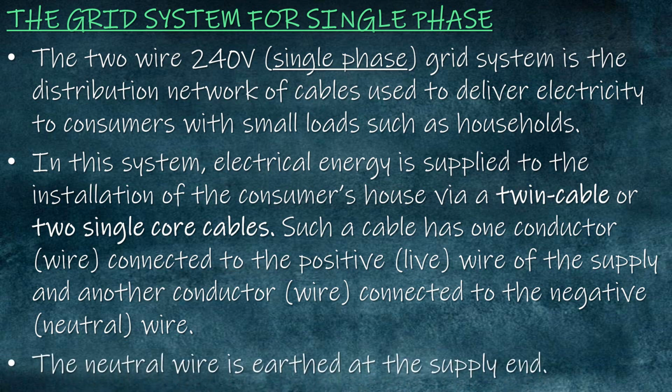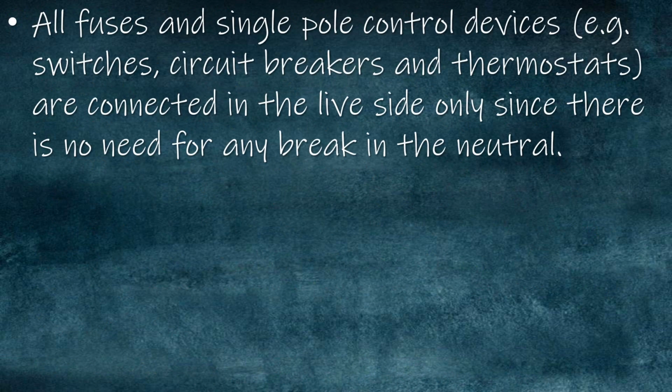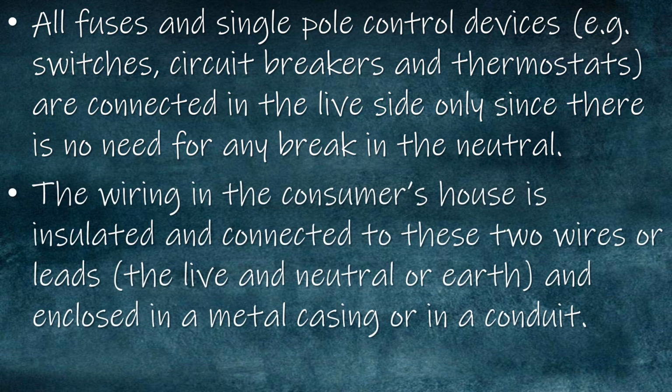The neutral wire is earthed at the supply end. All fuses and single pole control devices, e.g. switches, circuit breakers, and thermostats, are connected in the live side, the live wire, only, since there is no need for any break in the neutral. And the wiring in the consumer's house is insulated and connected to these two wires or leads.